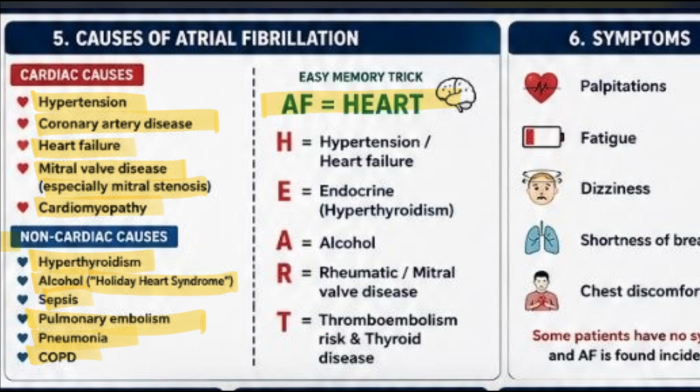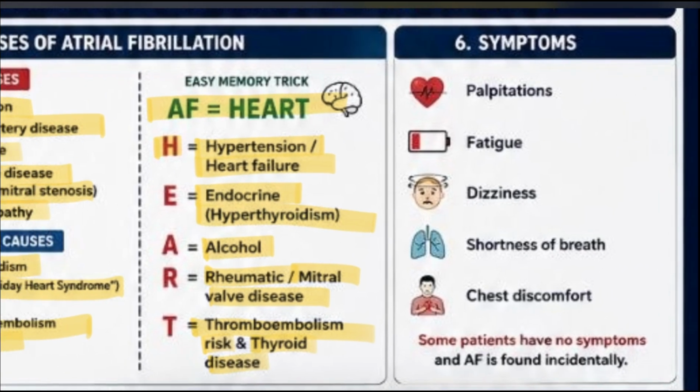For remembering this, we have a memory trick: AF, the HEART mnemonic. AF means atrial fibrillation causes. H means hypertension and heart failure. E means endocrine, like hyperthyroidism, which can cause atrial fibrillation. A means alcohol, because of holiday heart syndrome. R means rheumatic mitral valve disease. T means thromboembolism risk and thyroid diseases.